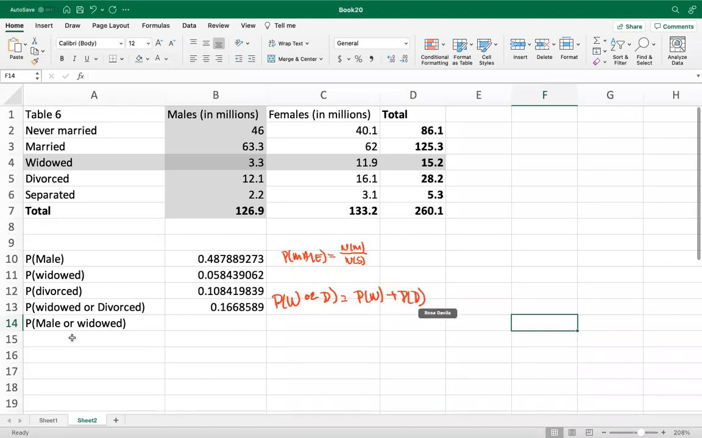Now with this one, the probability of male or widowed, this one is not disjoint. There are people that are both male and widowed. So because of that, we have to use our general rule. So the probability of male or widowed is equal to the probability of male plus the probability of widowed minus the probability of male and widowed.